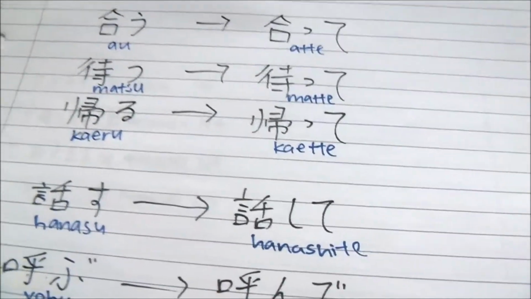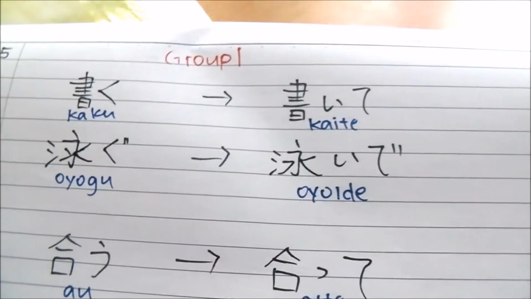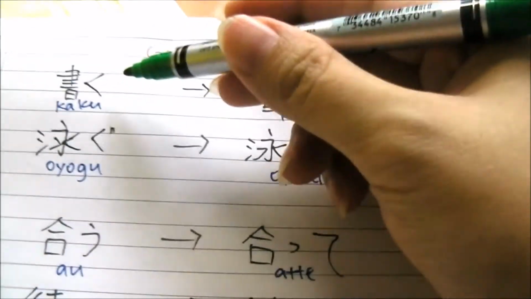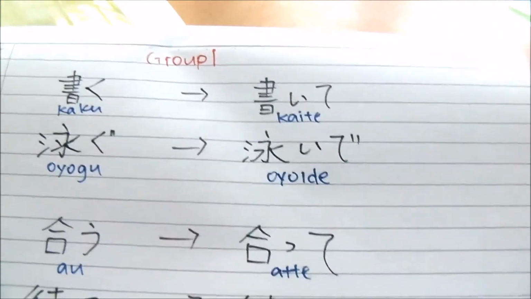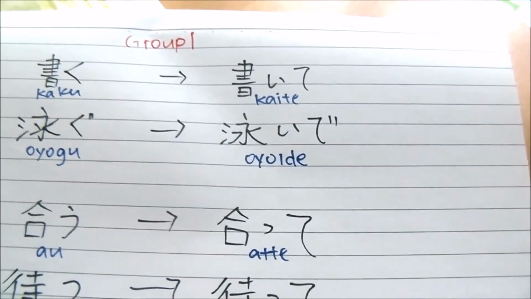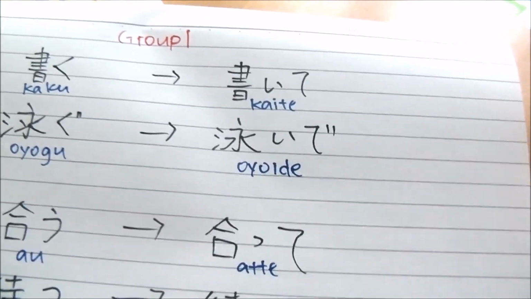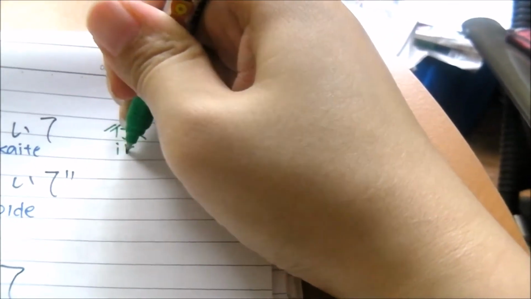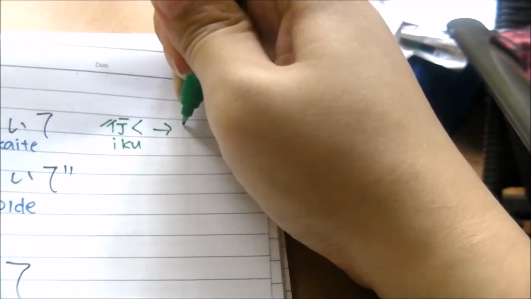For all this, I would like to mention an exception. There are always exceptions. The exception is for group 1. The group 1 verb that has an exception is for ku. Anything that ends with ku is ite, right? But let's say iku. This iku means to go. It will be itte.